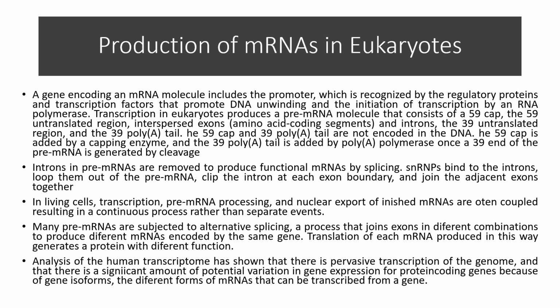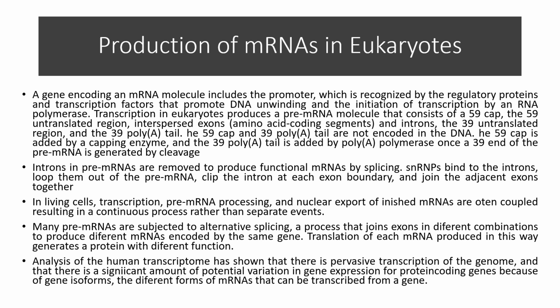The 5' cap and 3' poly-A tail are not encoded in DNA. The 5' cap is added by capping enzymes and the 3' poly-A tail is added by poly-A polymerase once the 3' end of the pre-mRNA is generated by cleavage. Introns in pre-mRNA are removed to produce functional mRNA by splicing.